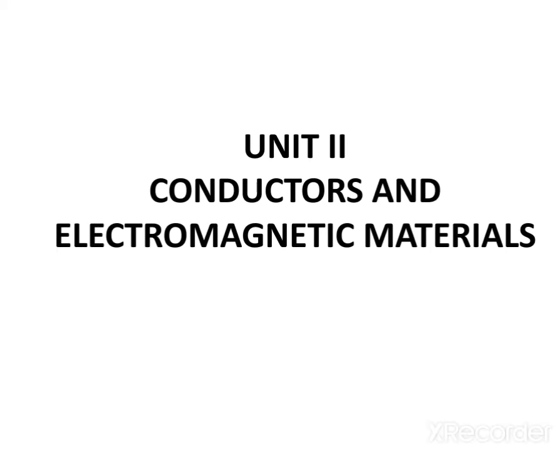In this lecture, we are discussing the second unit of Electrical Material and Wiring Practices. The second unit is conductors and electromagnetic materials. There are different materials used in electrical engineering, like conductors, semiconductors, magnetic materials, and resistors. In this lecture, we are discussing the different properties and applications of materials used in electrical engineering.